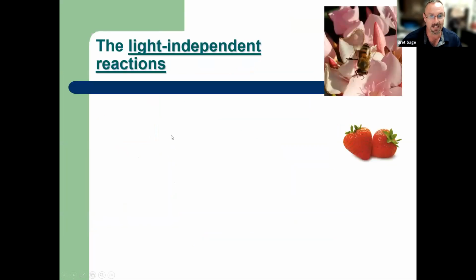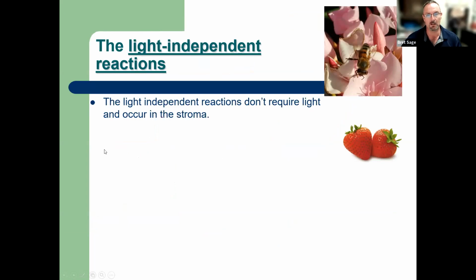Okay, light independent reaction. So the making of food molecules. And by the way, if you like this picture, I took it. So there you go. The light independent reactions don't require light and occur in the stroma. So that's the liquid between the thylakoids in the chloroplast.